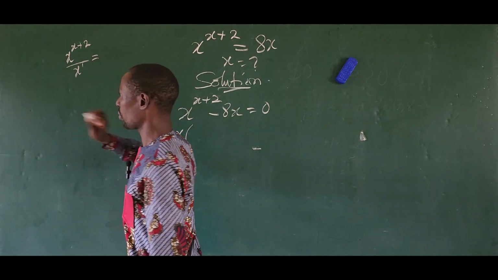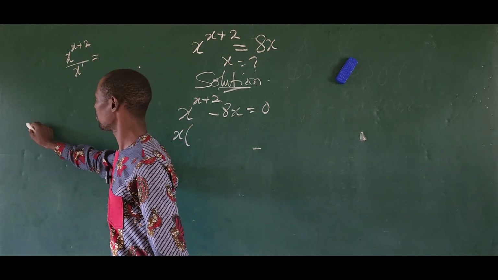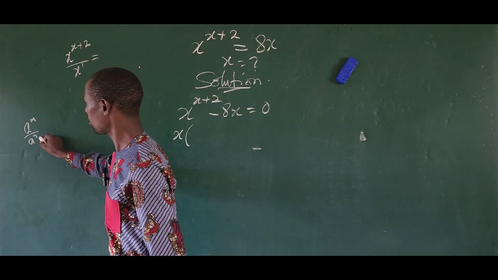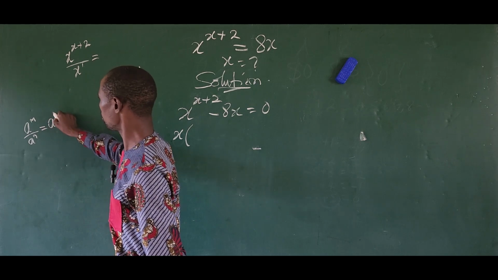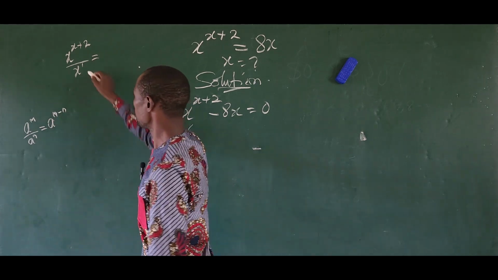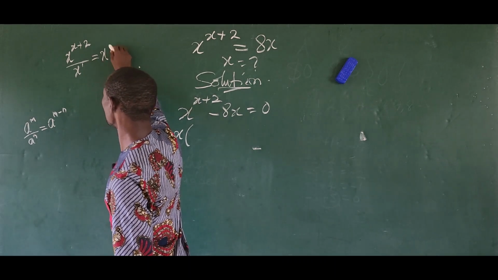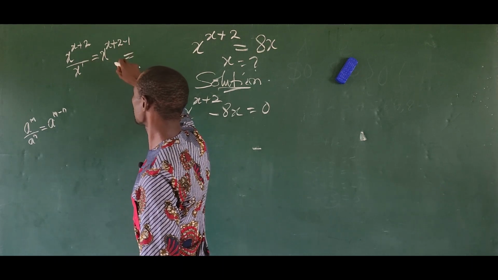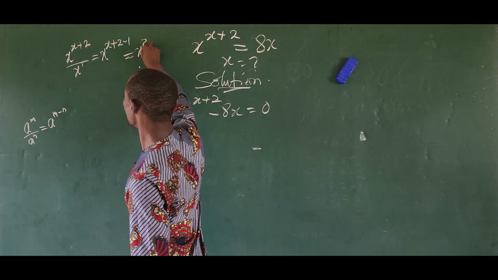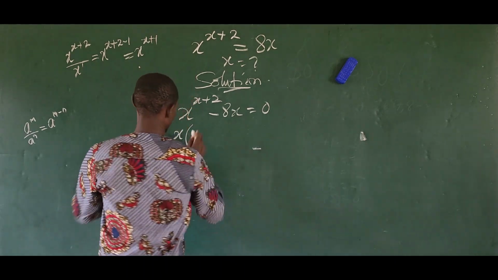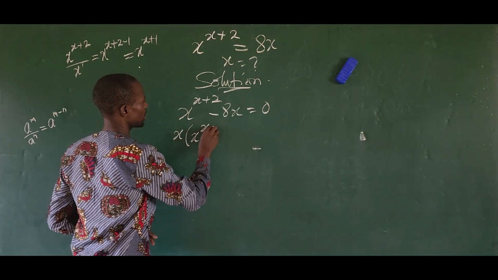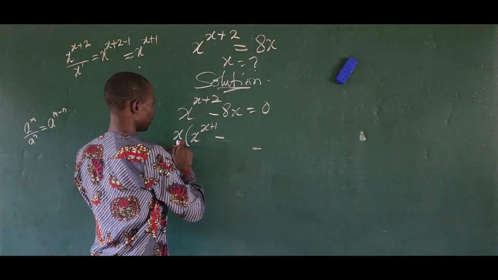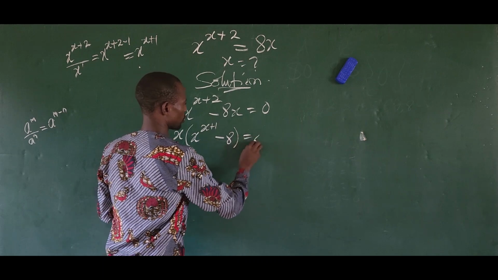According to the law of indices, which says that a to the power of m all over a to the power of n equals a to the power of m minus n, we can move this up to give us x to the power of x plus 2 minus 1, which gives us x to the power of x plus 1. So here we have x to the power of x plus 1, minus, if we use this x to divide this, we're left with 8, equal to 0.